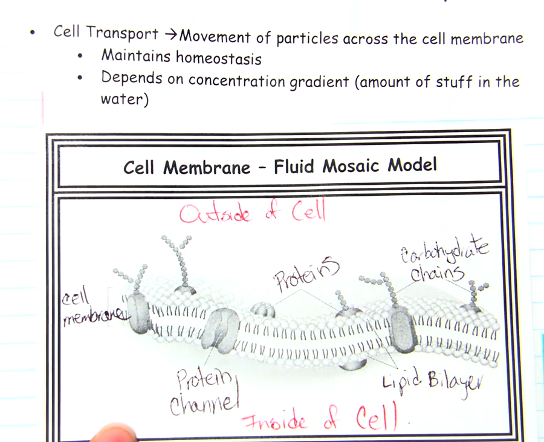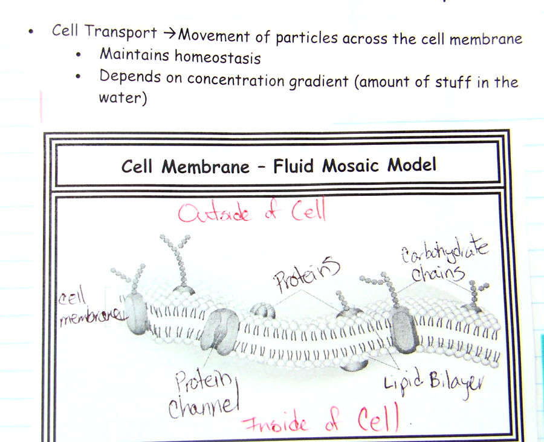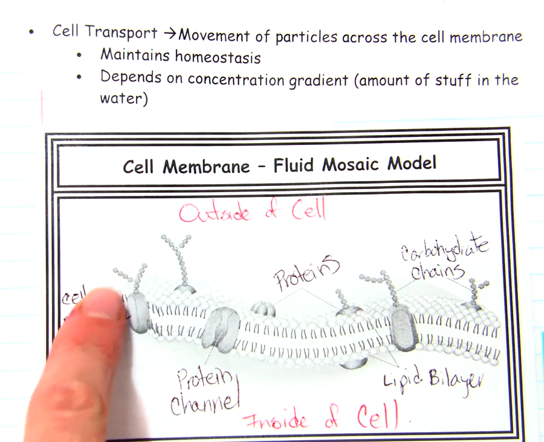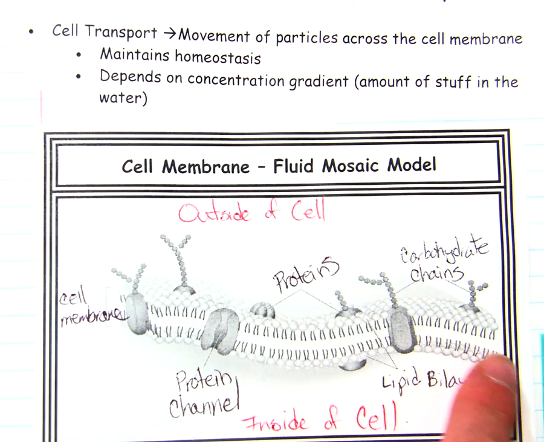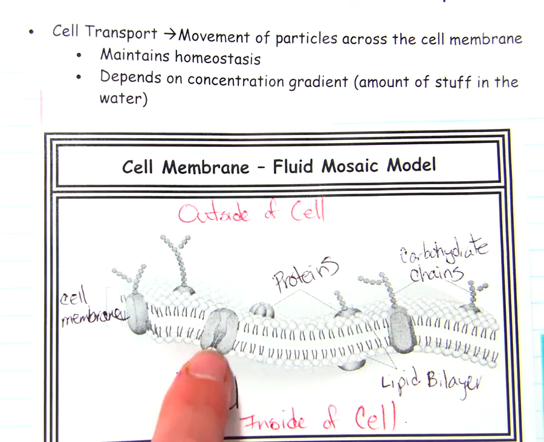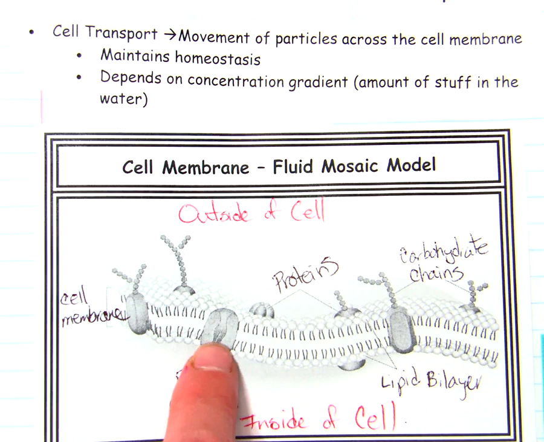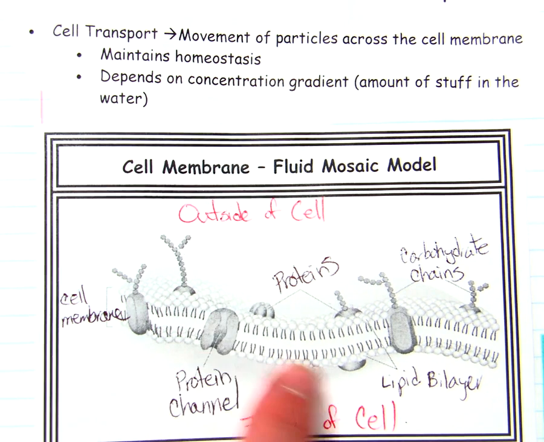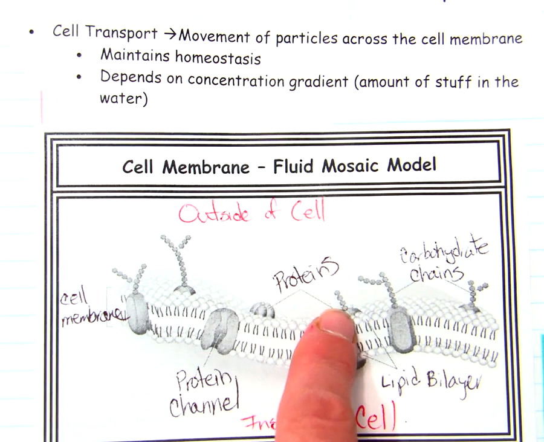So on the front of our foldable, we need to label some parts of our cell membrane. So this whole thing is the cell membrane. This is a channel protein. There's a big hole, kind of like a door for things to pass through. There's some other proteins.